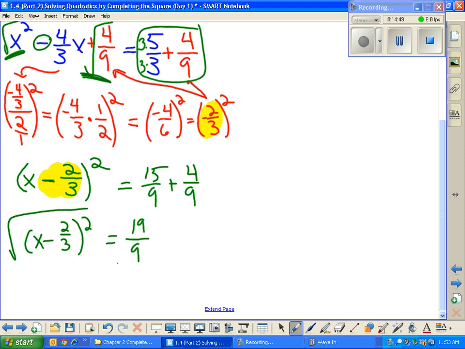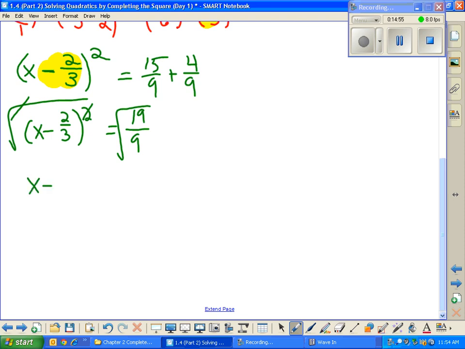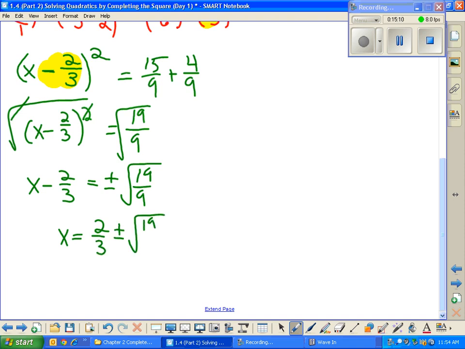We then solve by undoing. Take the square root of both sides. You have x minus 2/3 equals plus or minus the square root of 19 over 9. You could add 2/3 to both sides to isolate that value of x. But the square root of 19 over 9 does simplify. You might recall that we could square root the top and square root the bottom.